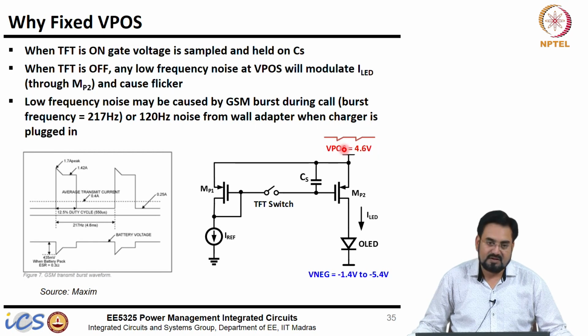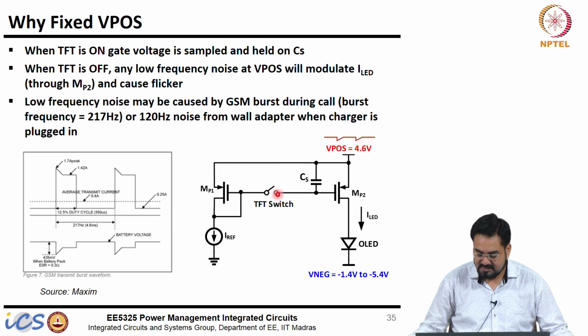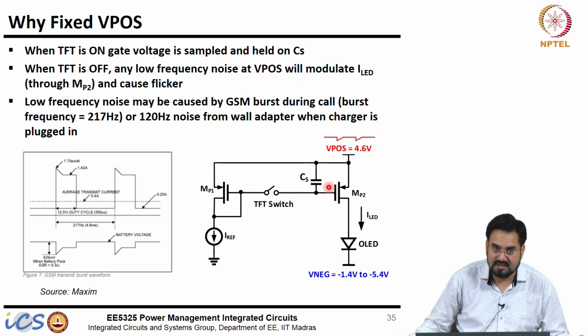So, the main reason for getting a constant, fixed VPOS of 4.6 volt is that we cannot afford any noise here, since we are refreshing this OLED pixel at a particular frequency, a refresh rate. When it is not getting sampled, the current is determined by the VGS of this MOSFET MP1. So, when we are not sampling, any change in this VPOS will cause a change in the current. If it is a high frequency, it is quite possible that this capacitor will act as a short and try to suppress some of the noise, but any low frequency may not get suppressed.